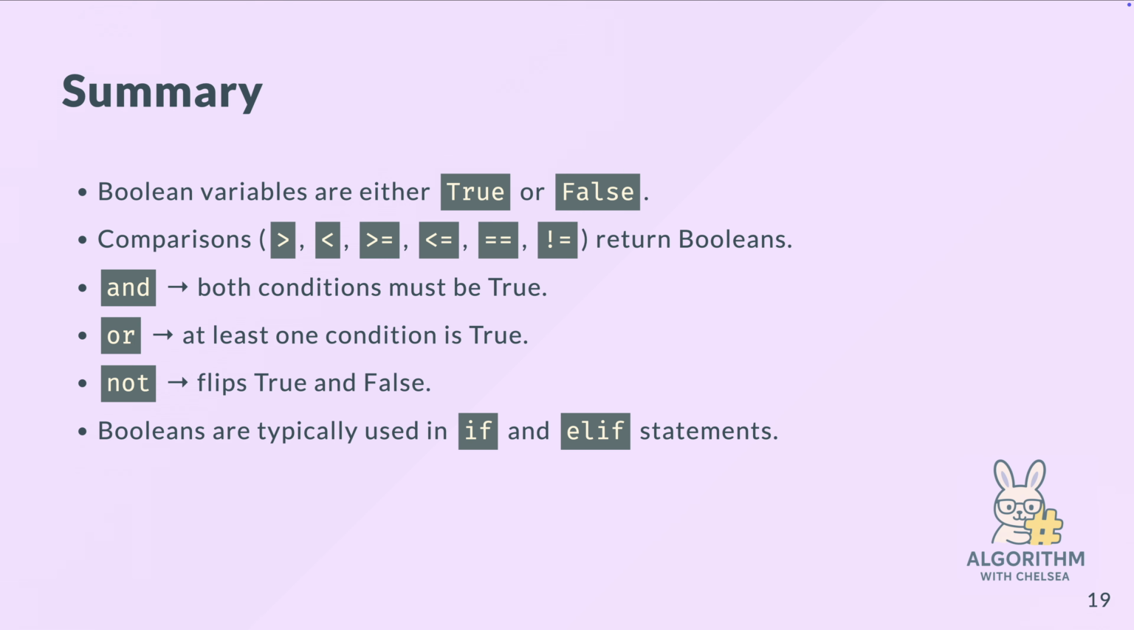Let's summarize what we learned. Boolean variables are either True or False. Comparisons like greater than, less than, equal to, and not equal to return Booleans. And means both conditions must be true. Or means at least one condition is true. Not flips True and False. Booleans are usually used inside if and elif statements.